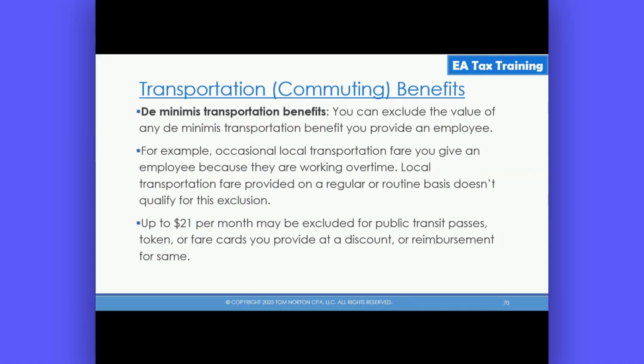And up to $21 per month may be excluded for public transit passes, tokens, or fare cards that you provide at a discount, or the reimbursement for same. So you can give up to $21 per month of either free or discounted transit type of passes without including it in the employee's income.